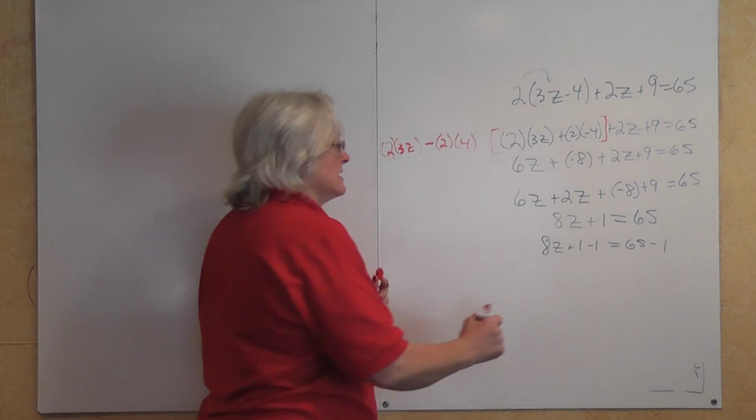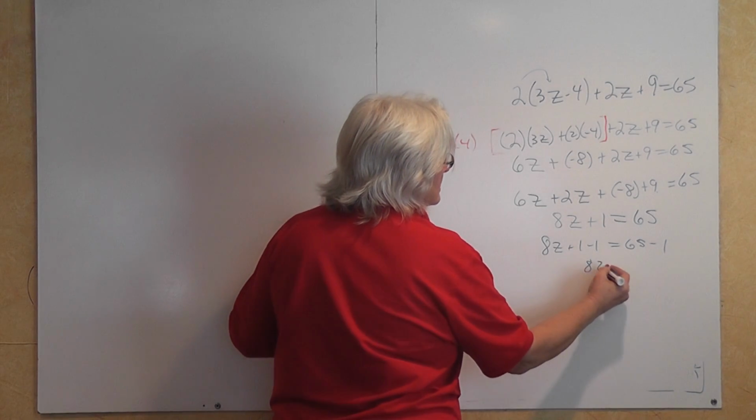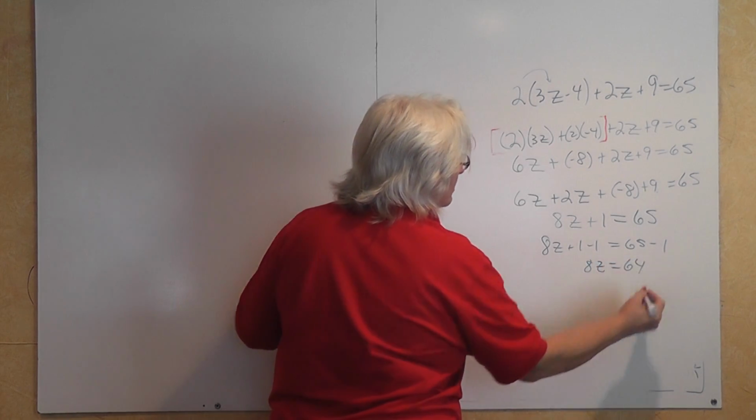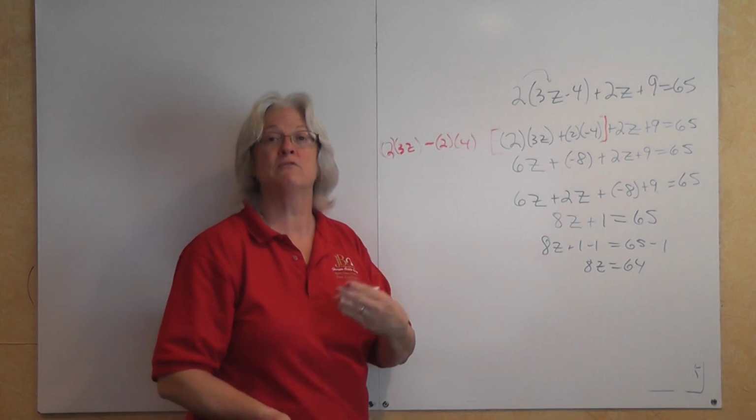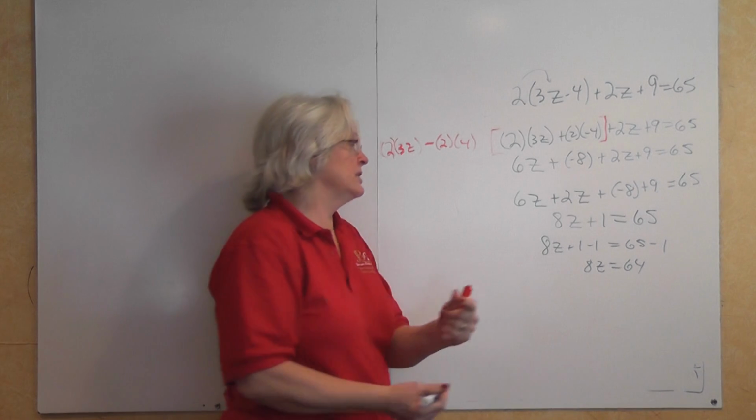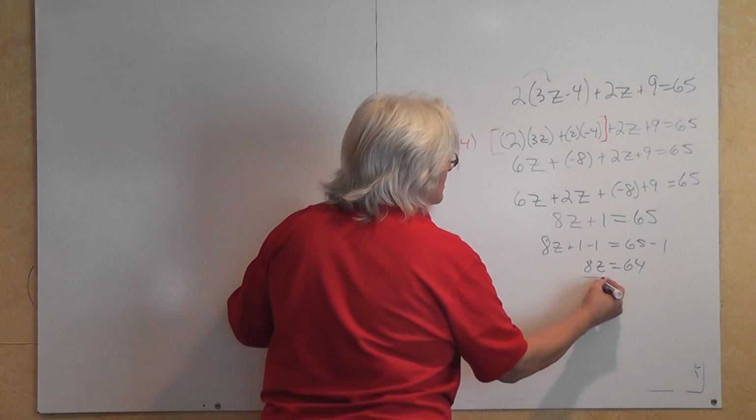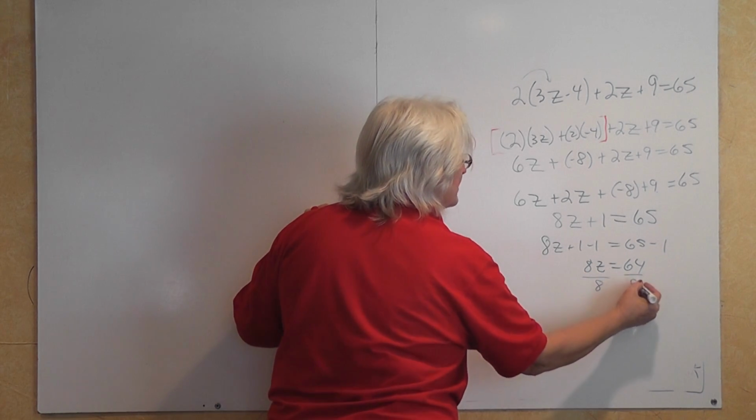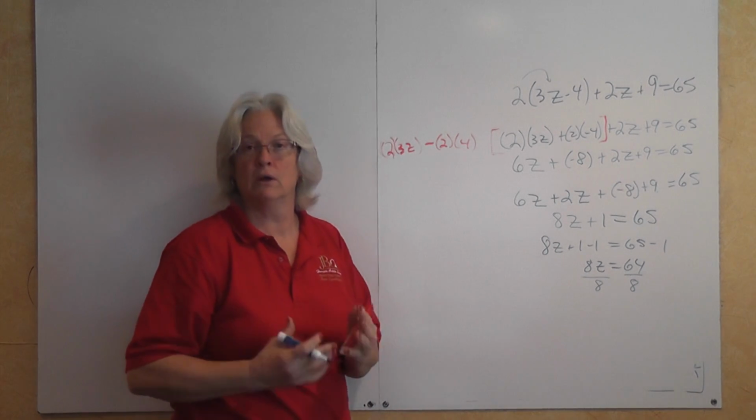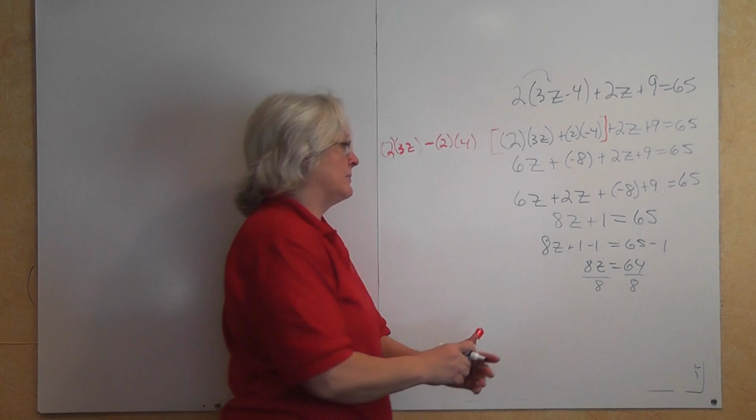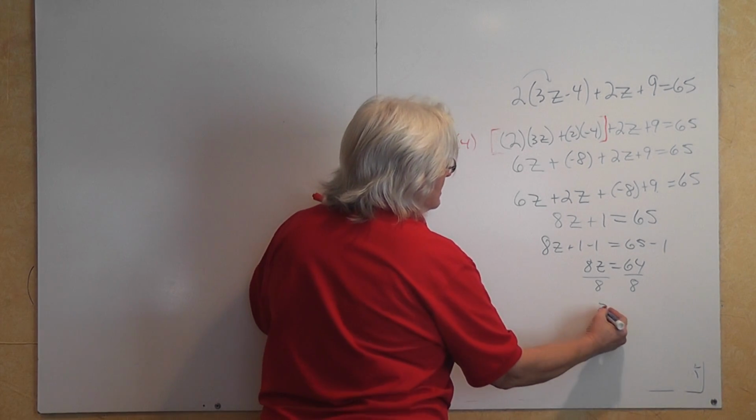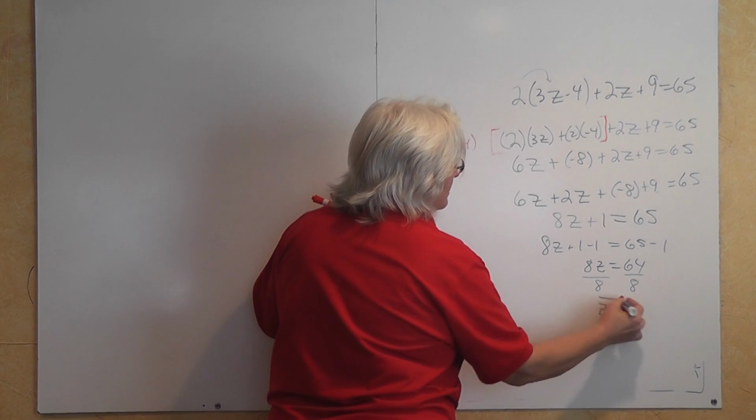Now we have 8z is equal to 64. Z has been multiplied by 8. The inverse operation for multiplication is division, so we're going to divide both sides of that equation by what value z was multiplied by, which is 8. 8 divided by 8 is 1, so we have z is equal to 8.